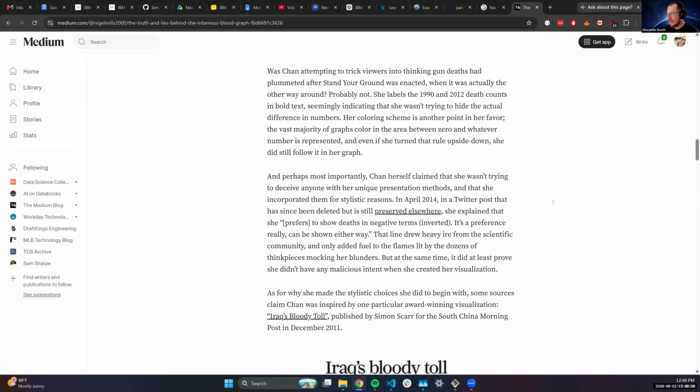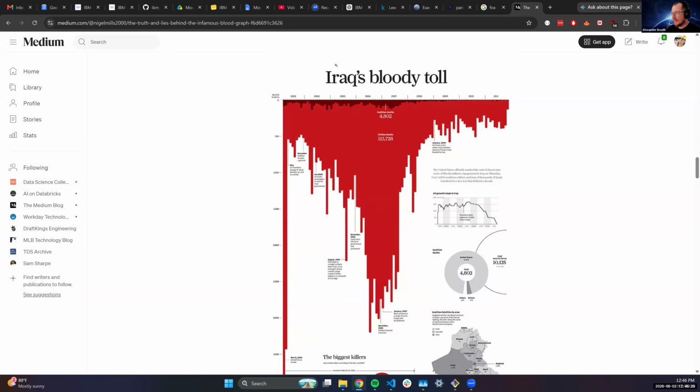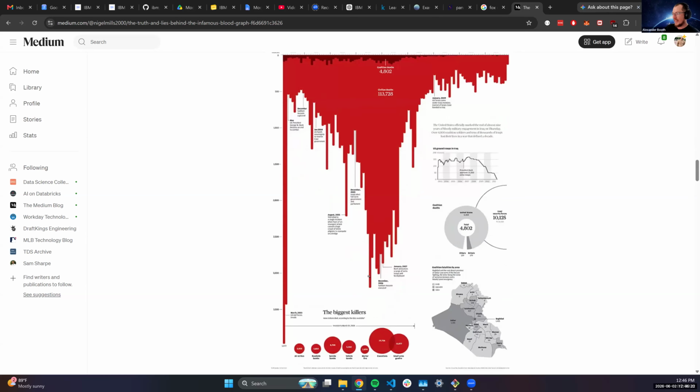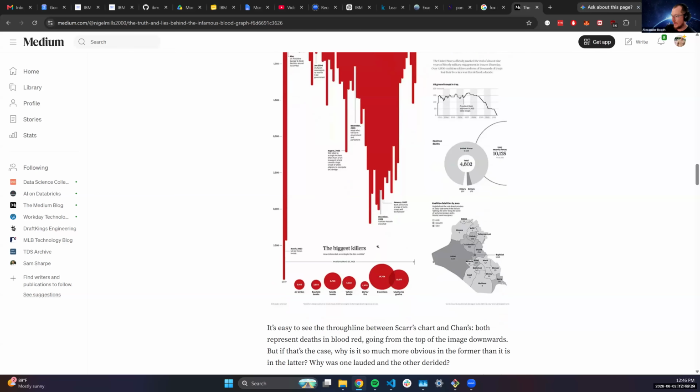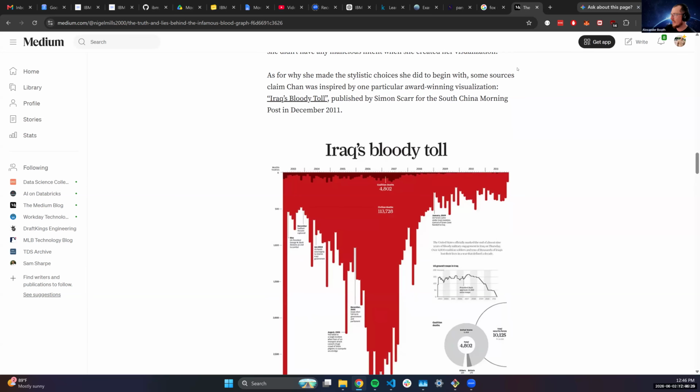So this is a pretty, yeah. Like, were they actually attempting to trick viewers? Probably not, right? She just made her graph backwards and upside down, right? But you actually see this still in some other ones. Like here's one on Iraq's deaths and stuff, right? Which is also upside down and everything, right? There's actually a good graph though, I think, right? Yeah, award-winning data viz. There you go.